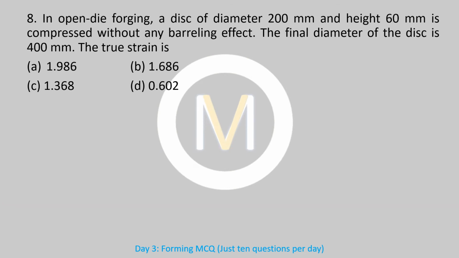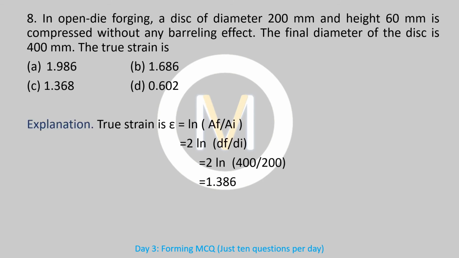Next question: in an open die forging, a disc of diameter 200 mm and height 60 mm is compressed without any barreling effect. The final diameter of the disc is 400 mm. The true strain is 1.9, 1.6, 1.3, 0.6. So here we are trying to find the strain in the process of die forging. When we are beating it, what will be the strain?